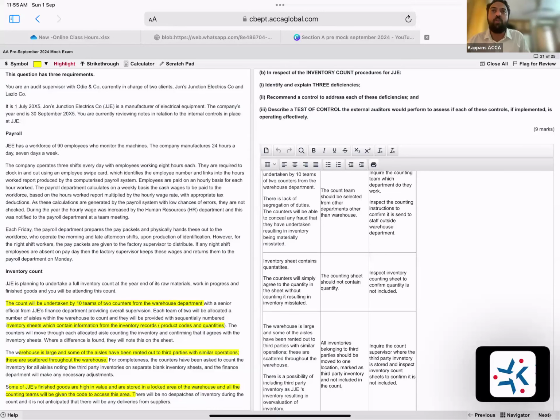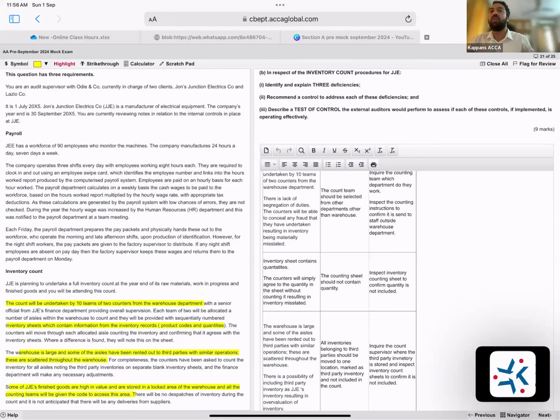It should not be possible without the code. So there are actually 4 deficiencies in the system. The question is asking only 3. So the most important thing is which 3 will you select? You have to first read the scenario, highlight the deficiencies, and select 3 deficiencies that you can explain properly and give proper control recommendation. And most importantly, give a proper test of control the way the marker wants to see it.